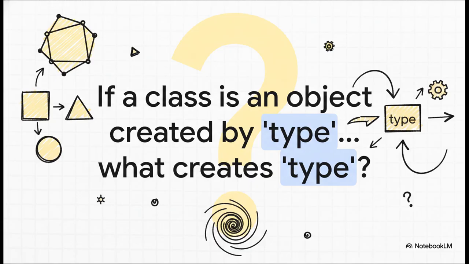But that does leave us with one last kind of mind-bending question, doesn't it? If an object is made from a class, and a class is an object made from type, then what in the world creates type itself? It's a fun little puzzle that just shows how deep this whole thing goes. Something to think about for next time.